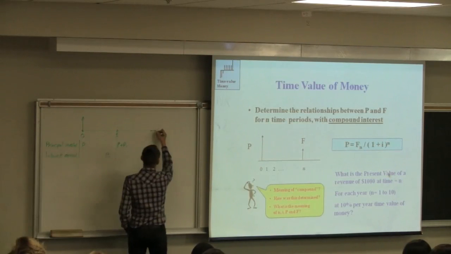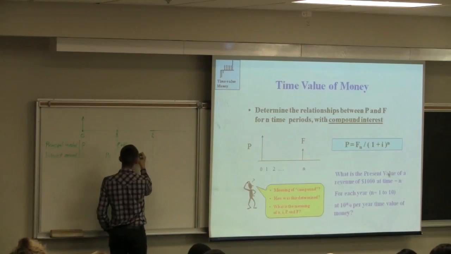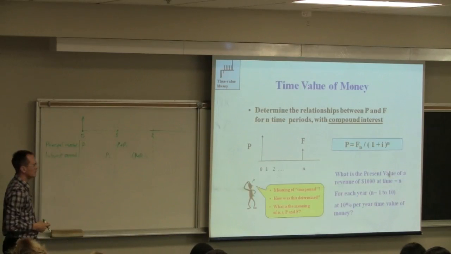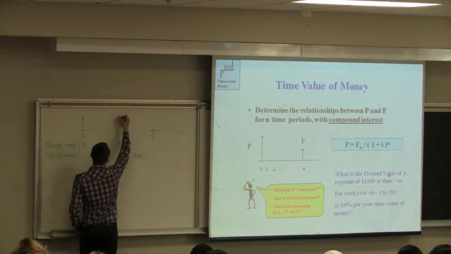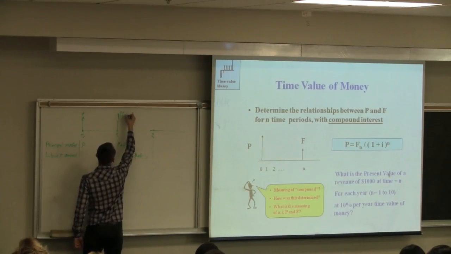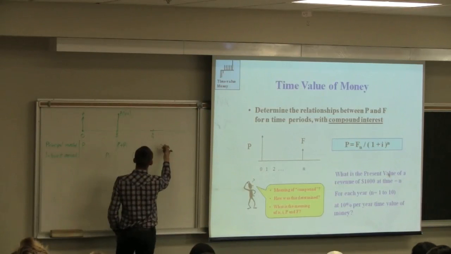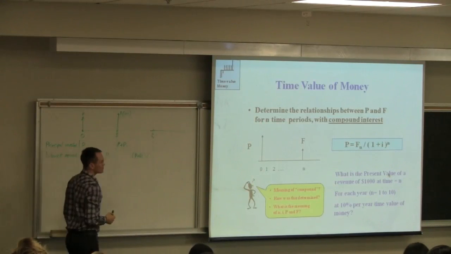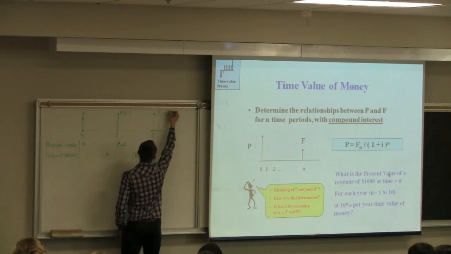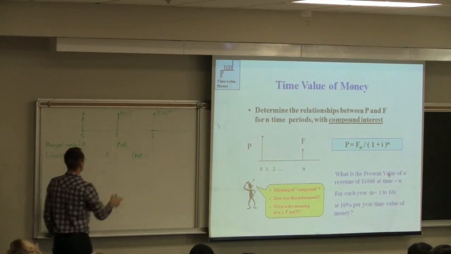Then come to the end of the second period, the bank will pay me in proportion to that value, so (P plus PI) times I dollars. At the start of period one, I had P dollars in my bank account. At the start of period two, I have P(1 plus I) dollars. If I add the principal and the interest earned, you can prove to yourself that it simplifies to P(1 plus I) squared. So that interest is compounded from the principal that I invested.